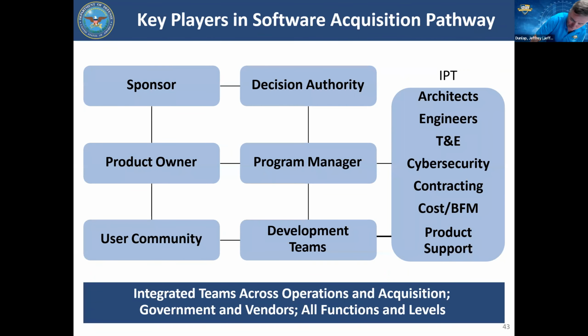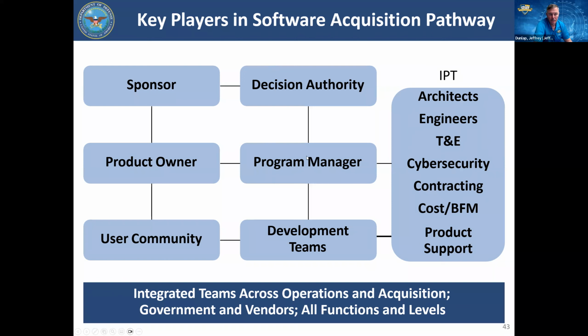As we start decomposing the pathway, they start defining some key players in all of this. As we look at the integrated product team, architects and engineers, test and evaluation, cybersecurity professionals, contracting, all these people are part of the team that need to be pulling together and making sure that we're able to deliver the software like we're supposed to. So this is not just the contractor. It is the government team, contracting team, contractor's team, everybody pulling in the same direction, working together.